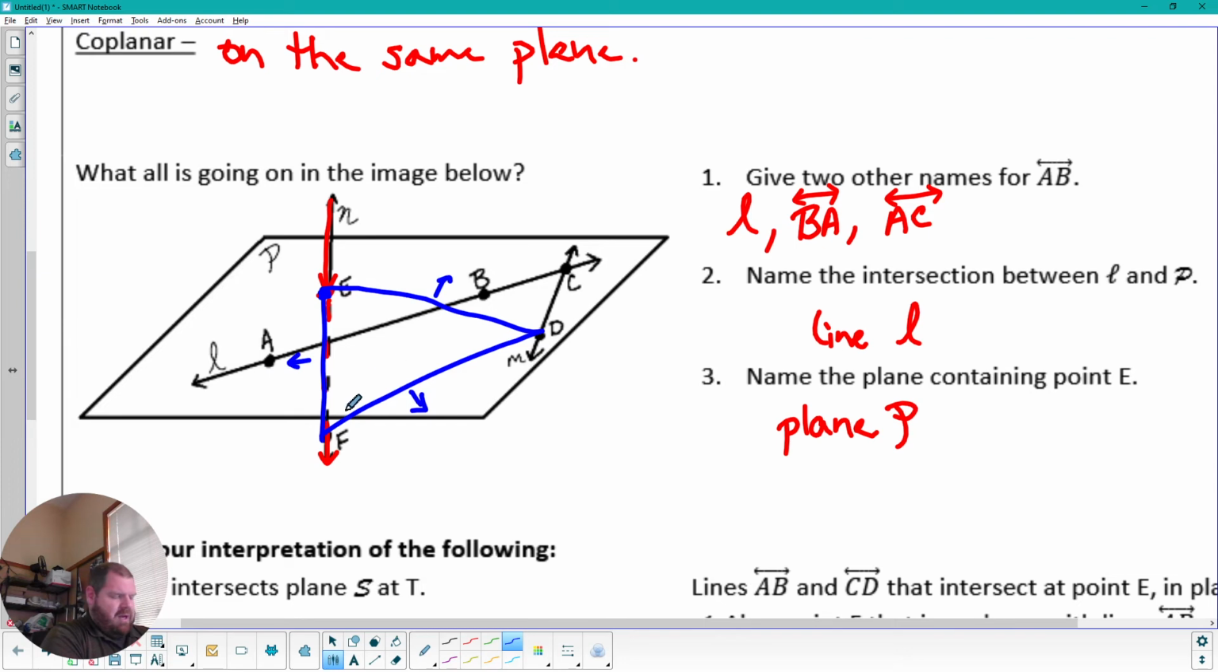And in fact, that one all the way except for right here should be dashed, because I wouldn't be able to see any of that. Except for you could argue this line between E and D, I would be able to see, but this one I can't see, and this one I can't see. They're below plane P.